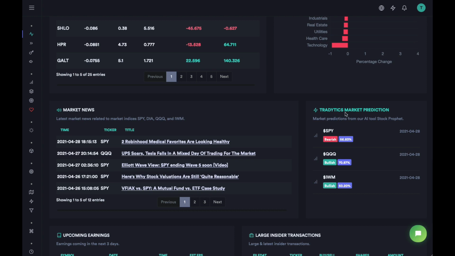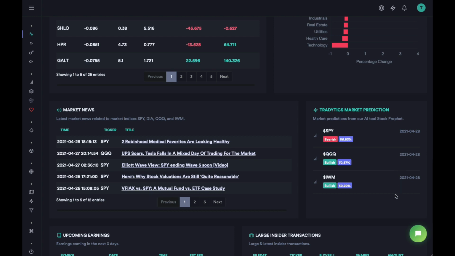But this Tradytics market prediction, this is a really cool tool. Again, this is our AI tool where we aggregate information from all of our tools and we give you some idea on how the market might behave in the next few days. So this is a slightly swingish widget that shows you how the market might move in the next few days, and it gives you the probabilities. So these are the probabilities and the direction that the market might move in the next few days.